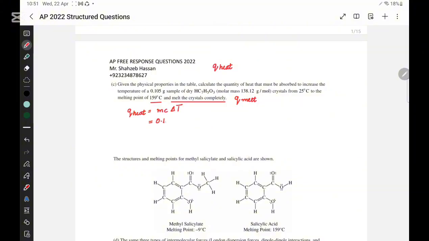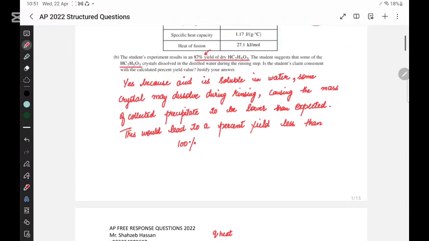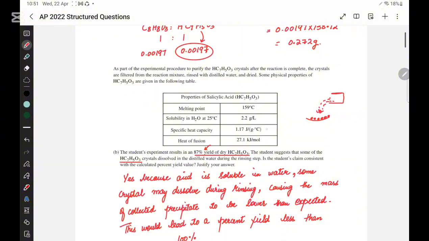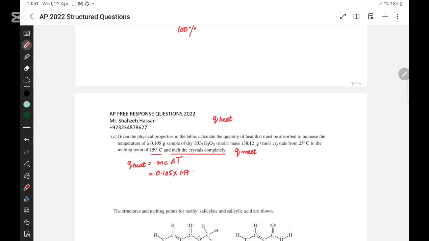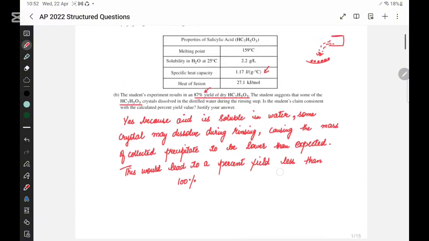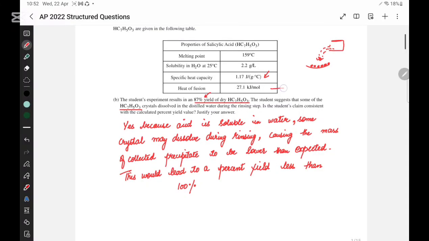M is the mass, which is 0.105, and specific heat capacity has been given to us in the question, that is 1.17. And for delta T, as the temperature is rising from 25 to 159, so 159 is the final temperature minus the initial temperature, that is 25, and the answer comes out to be 16.5 joules.